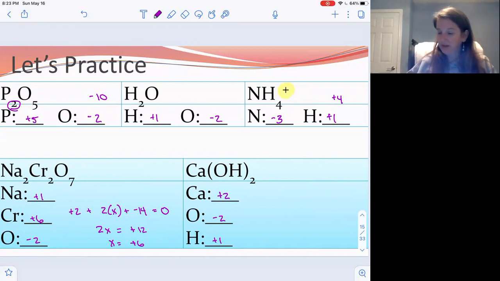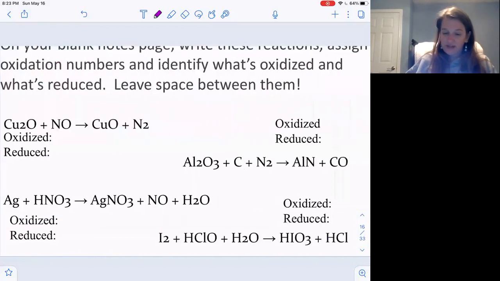Okay? So let's take a look at these questions here. We're going to combine assigning oxidation numbers with determining whether or not something is oxidized or reduced. Okay? So we're going to write the oxidation numbers above each symbol in our chemical reaction. So I'm going to look at each compound separately.